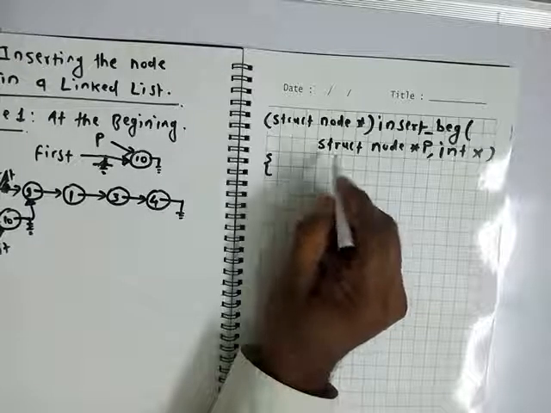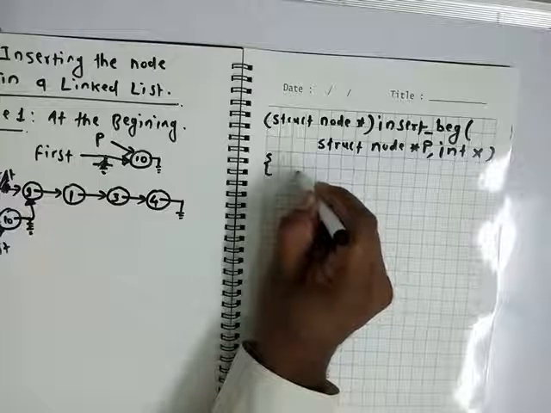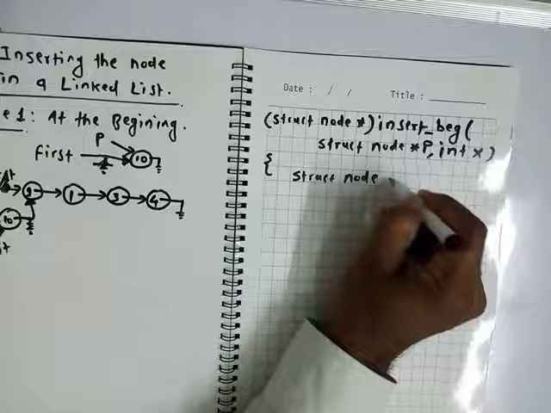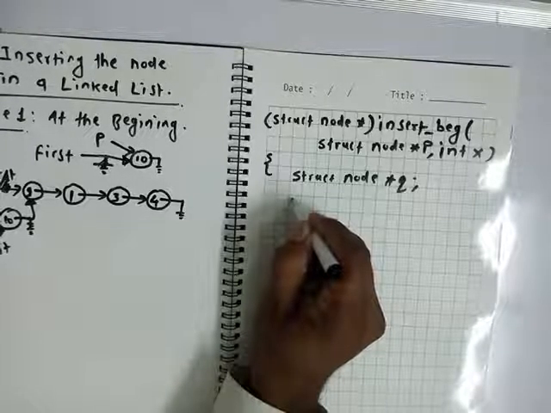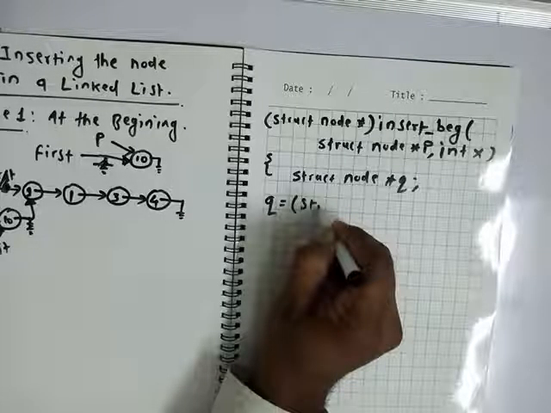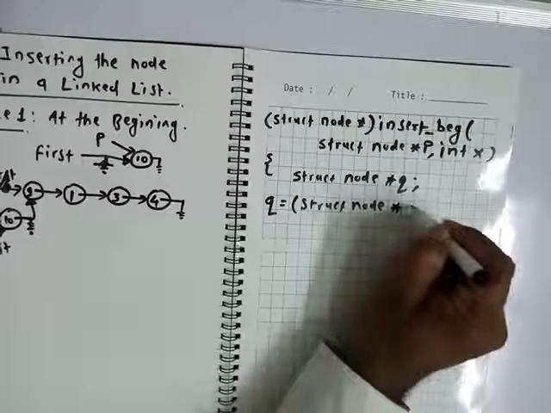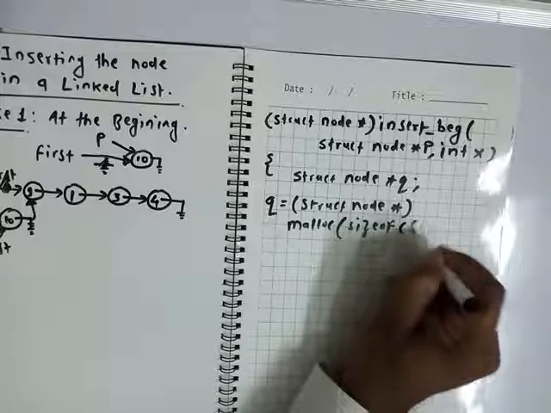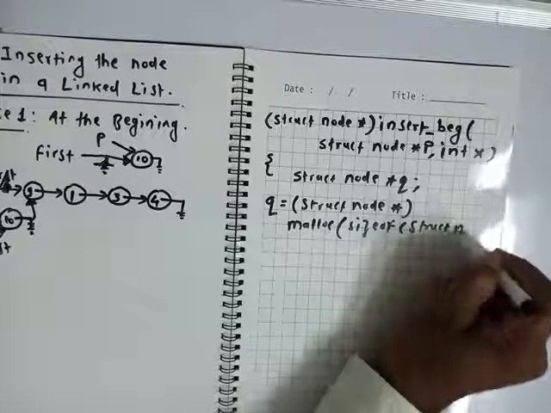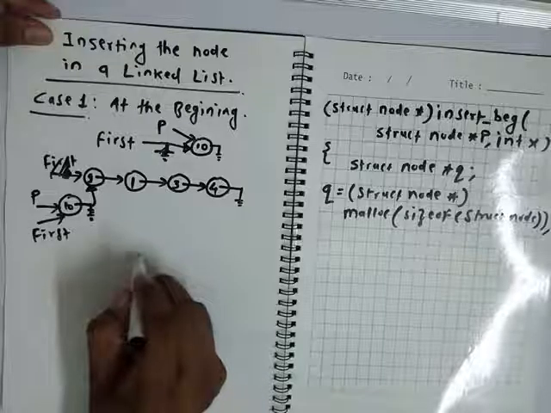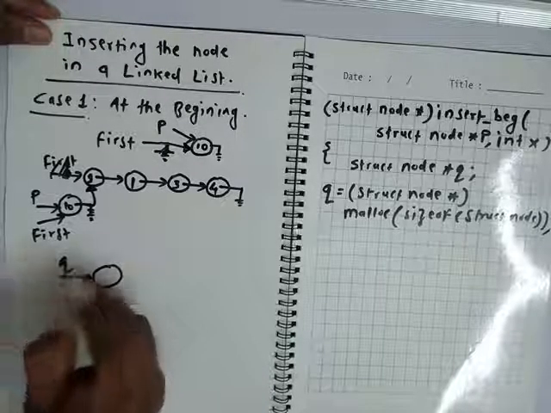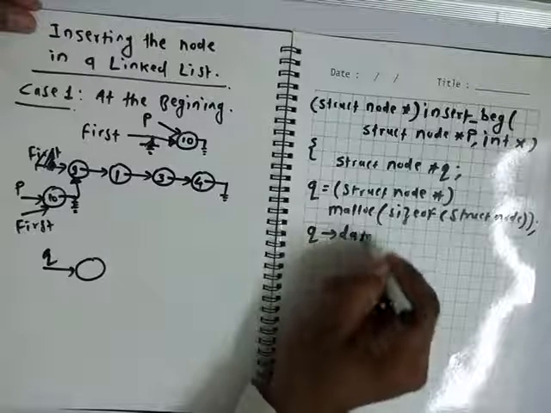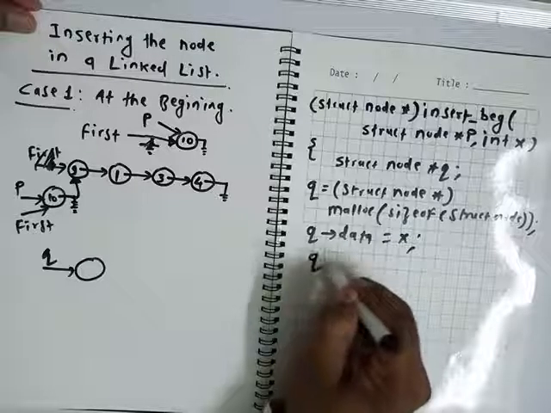Then the first thing which we'll do is create a new node, and for creating that new node I'll be using one more pointer, struct node star q. I'll create a new node by using q is equal to struct node star malloc size of struct node. So this statement will create a new node. For example, q will point to that new node, and the new node will be created. Then we'll insert data inside that new node by saying q arrow data is equal to x, the value to be inserted there. Then we'll set q next to null.